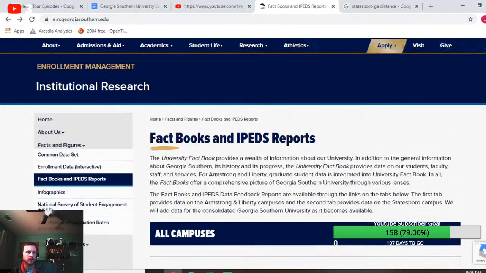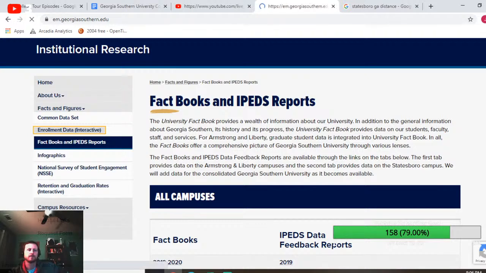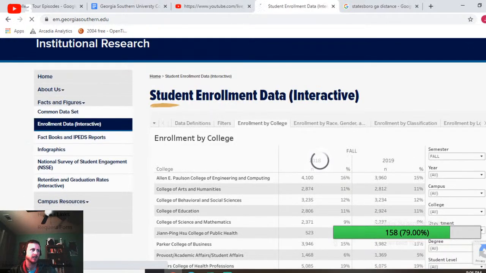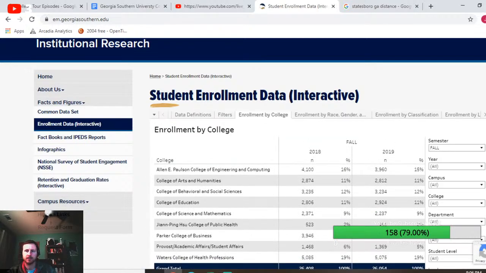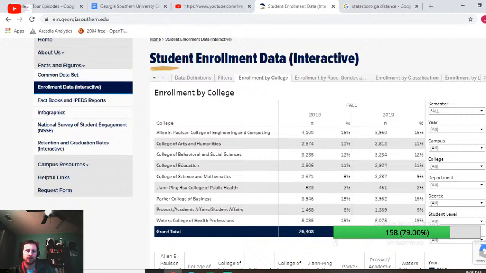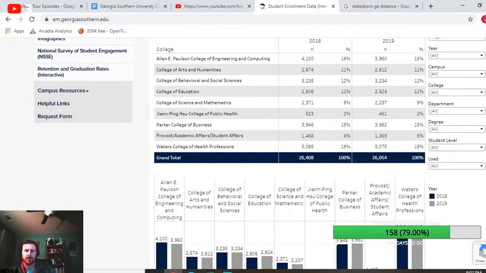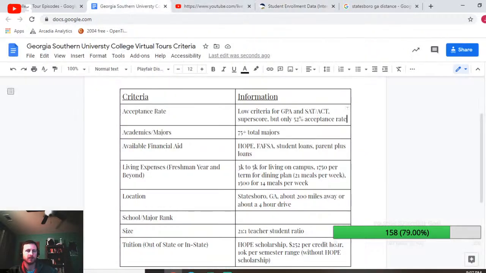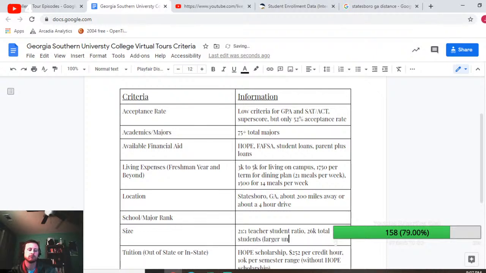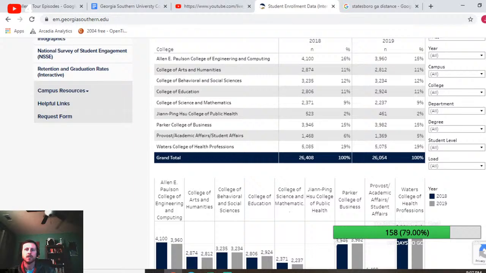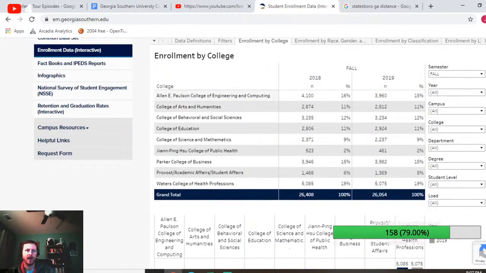Statesboro. Enrollment data. There we go. I think that's maybe what we're interested in to at least see how big they are. Okay, so total, about 26,000. Let's see, size, 26,000 total students. So I would say that this is a larger university. There's a decent number of people who are enrolled here. And you can see how it's broken down by the college.